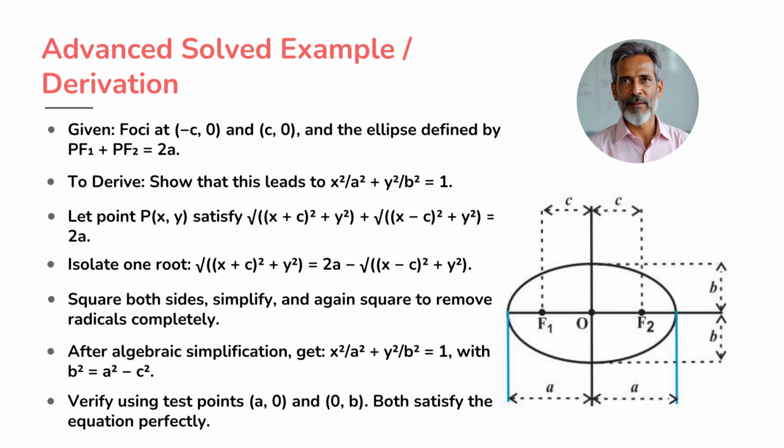Now test it. If x equals a, y equals 0, it satisfies perfectly. If x equals 0, y equals b also satisfies it. See, the math behaves beautifully when handled patiently, like a cat that actually comes when called.